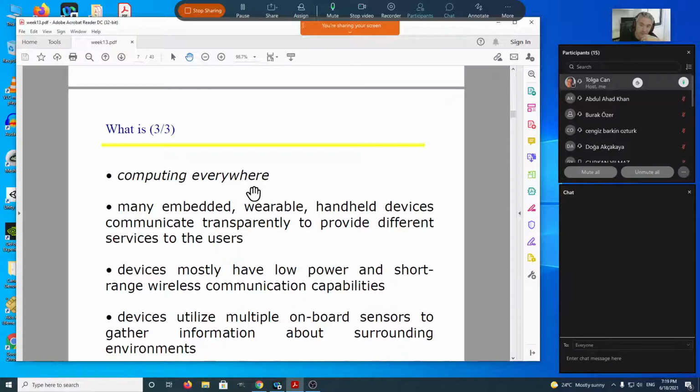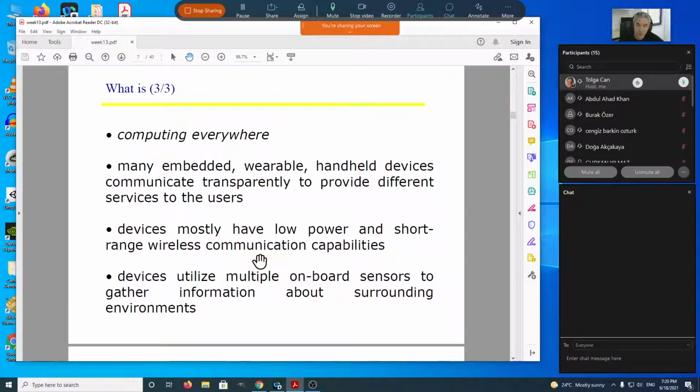So the idea is to have many embedded, variable, handheld devices that communicate transparently to provide different services to the users. We're going to see some example applications, what kind of services they can be, but it's really based on what the user needs, and the technology provides all these different functions to us, and it's limited by our imagination, basically. These different services, what you can do with them.